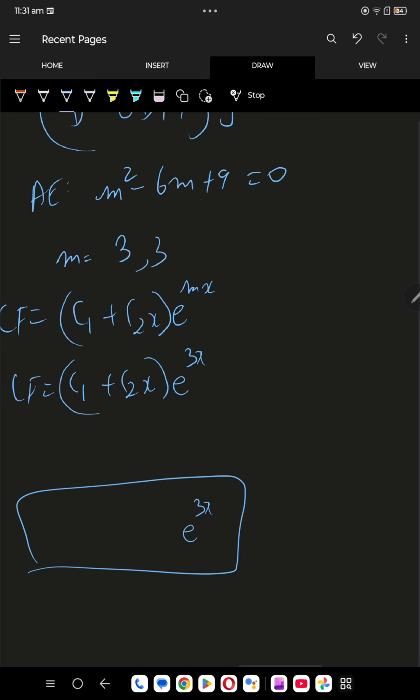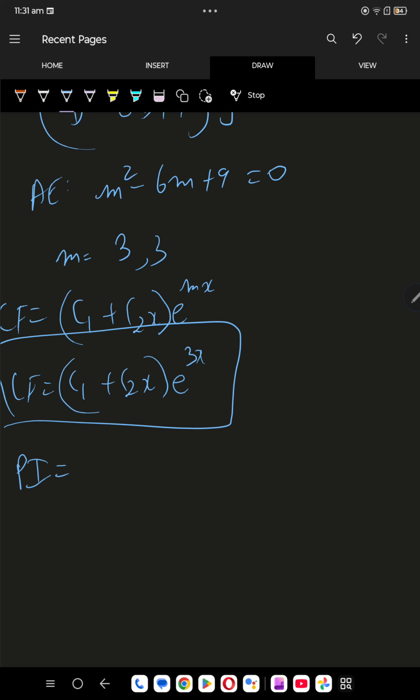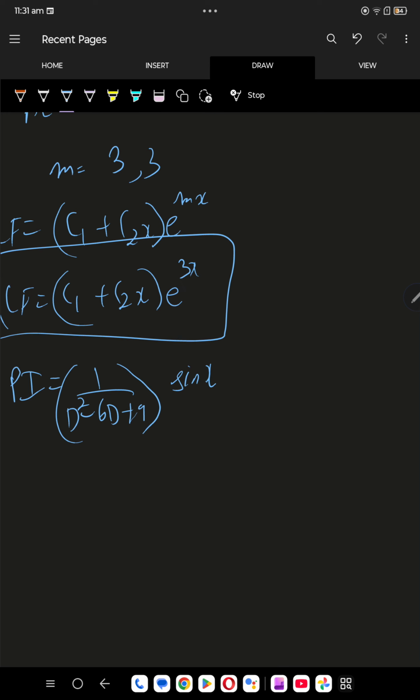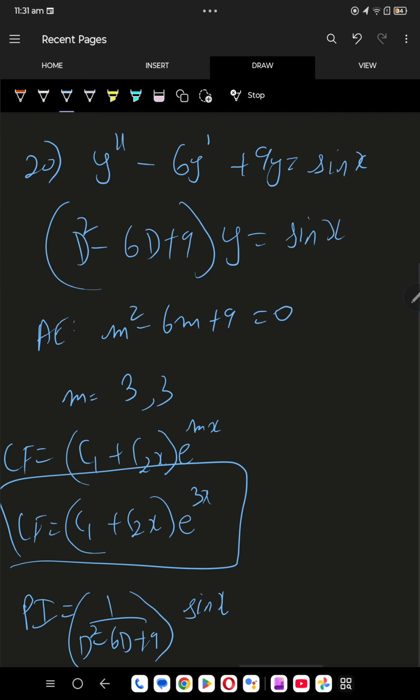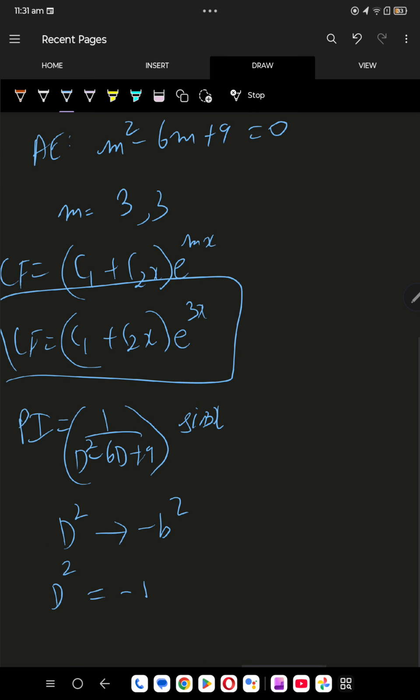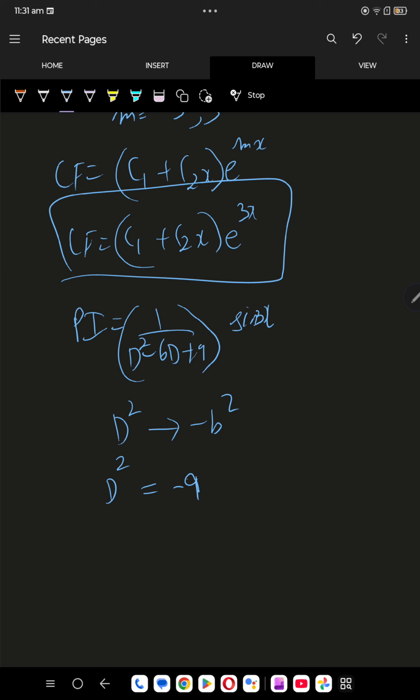Now let's find the particular integral. Particular integral is 1 by f of d. F of d is d square minus 6d plus 9, and we're going to put sin x here. Now what we're going to do here is replace d square with minus b square. So d square is nothing but minus 1. Oops, I'm sorry, I wrote the question wrong. It is sine 3x. So minus 3 square, that is minus 9. So I'm going to replace d square with minus 9 everywhere.